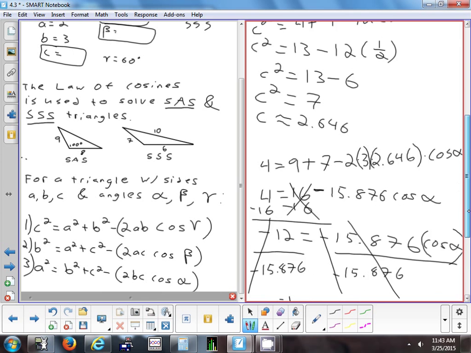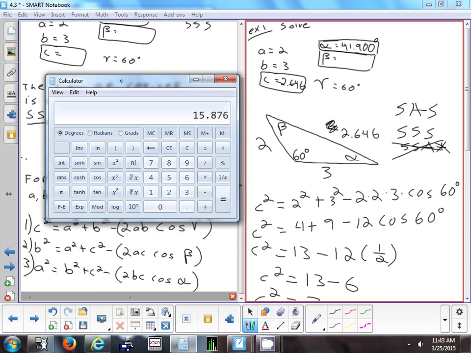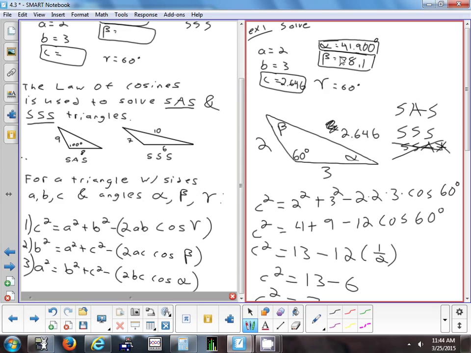So now we have 2 out of 3 of the angles. What could I do to get the third angle now? Just add these together and subtract from 180. If we add that, we get 101.9, so beta is 78.1. And if we're going to 3 decimal places, 0.00.